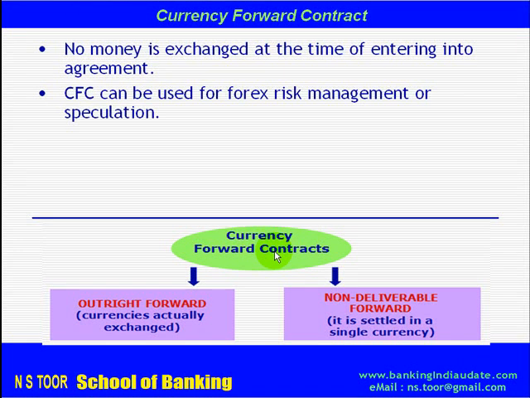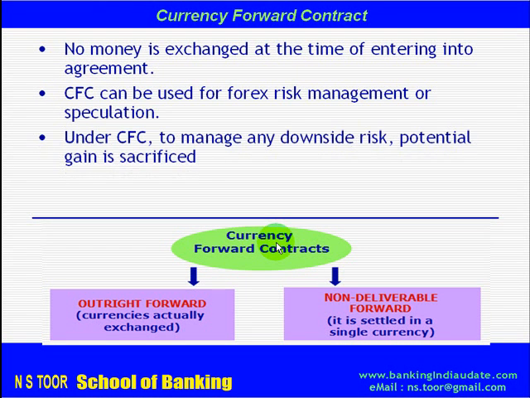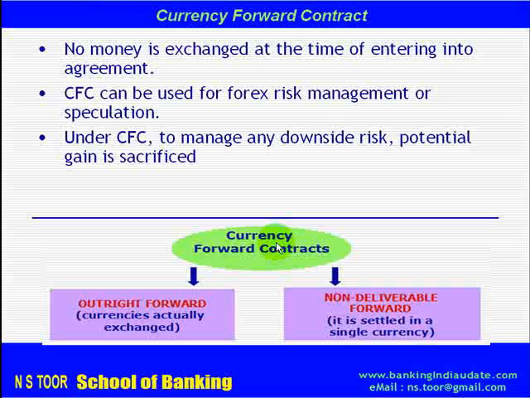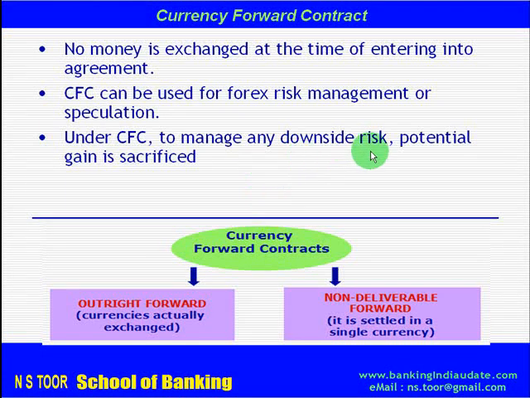For what purpose are such contracts used? These contracts are used to manage foreign exchange risk or for speculation purposes. It can also be said that a currency forward contract is used to manage downside risk while ignoring the potential gain.